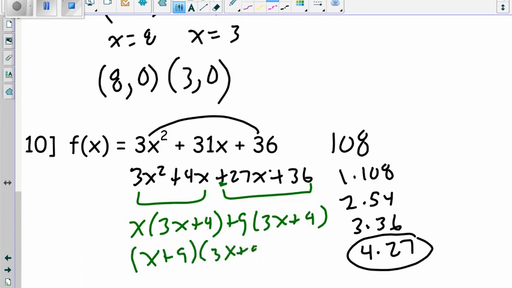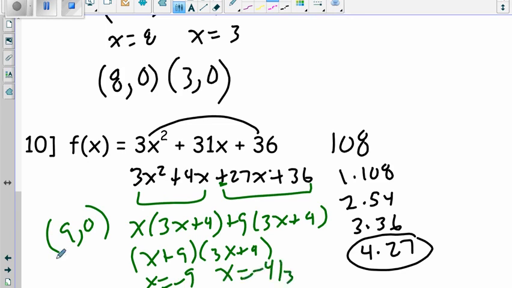So that's going to give me x equals negative 9. So that gives me negative 9 comma 0. And this one, if I subtract 4 and divide by 3, I'm going to get negative 4/3. So my other 0 is going to be negative 4/3, comma 0.